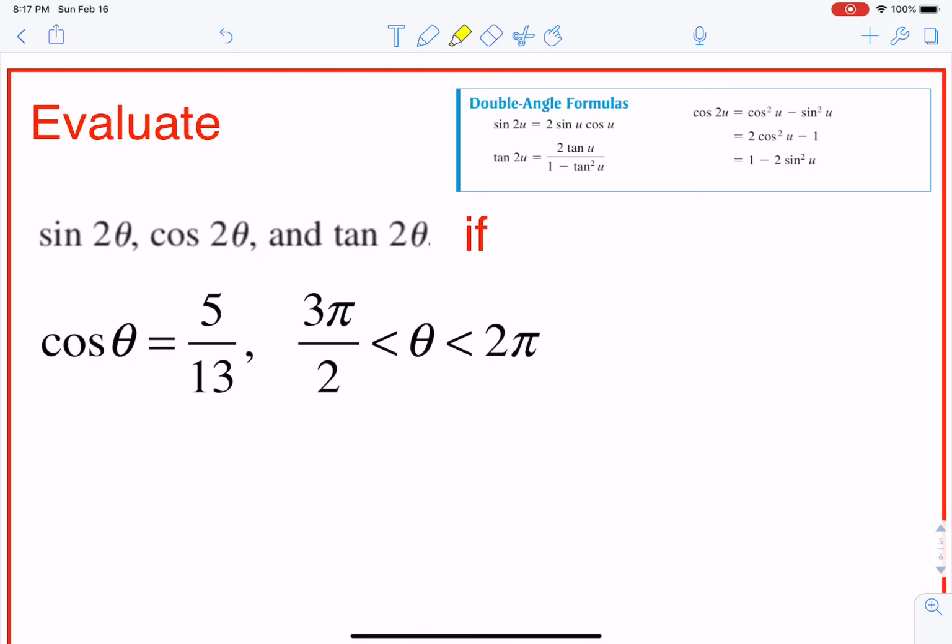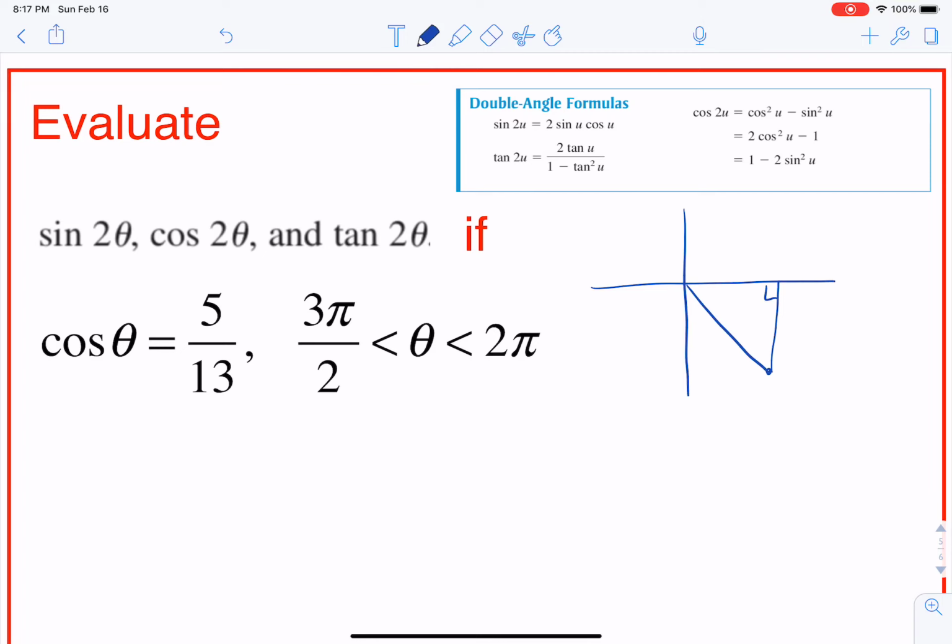So here we have evaluate sine 2 theta, cosine 2 theta, and tan 2 theta if cosine of theta is equal to 5 over 13. And it's giving me a quadrant, so this is telling me that theta is in quadrant 4. So I know quadrant 4 is telling me that over here I have cosine of theta is going to be an angle that's down here.